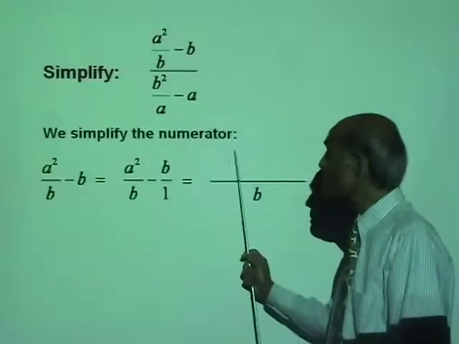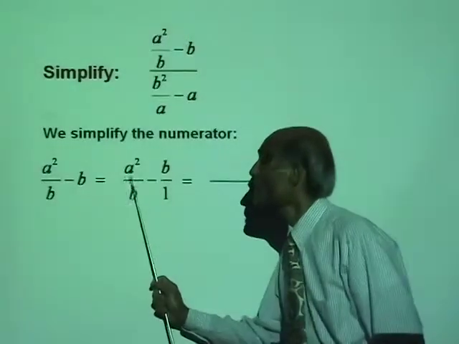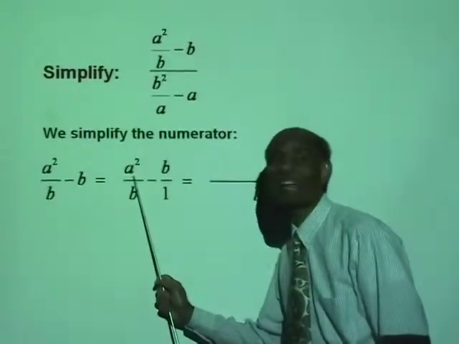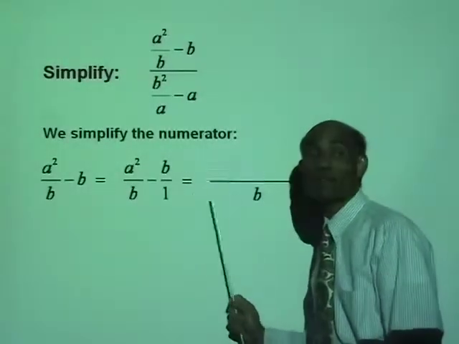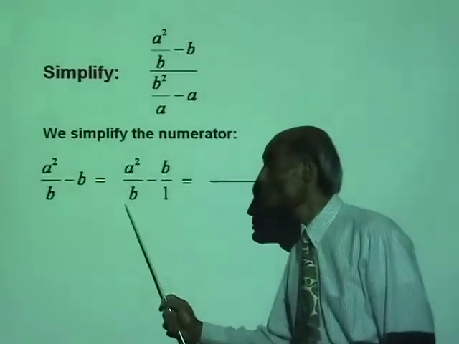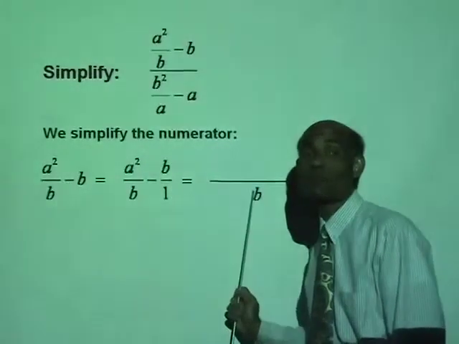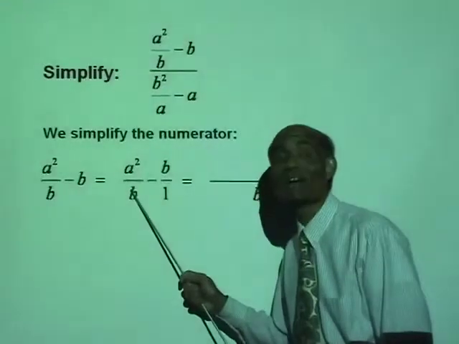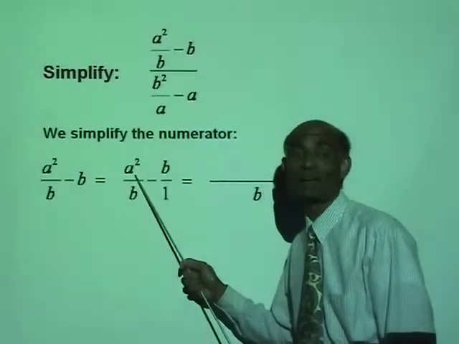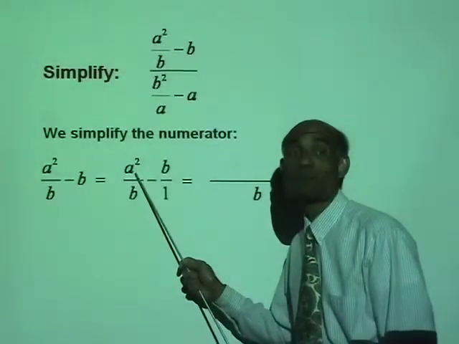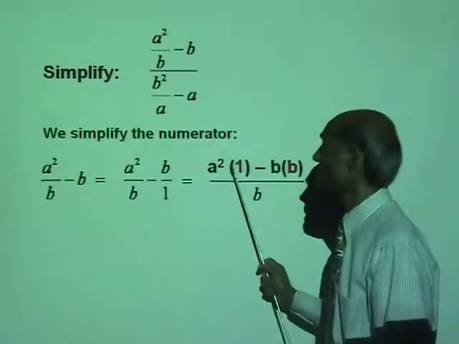How do we construct our numerator? Okay, what does this a² get multiplied by? The LCD is b. This denominator also is b. That means no factor from the LCD is missing here. So what will a² be multiplied by? a² will be multiplied by 1. So that is a² times 1.